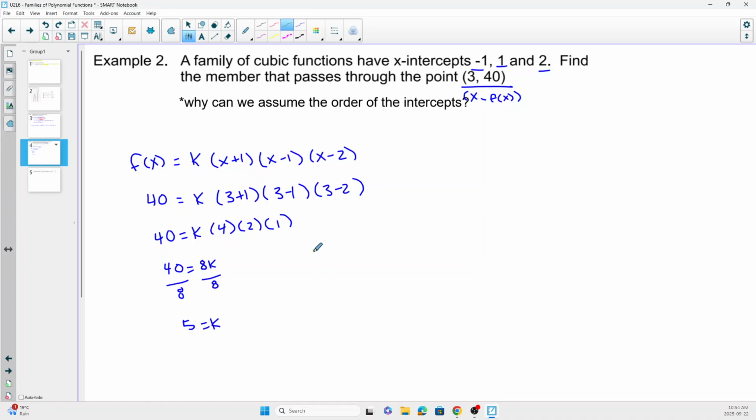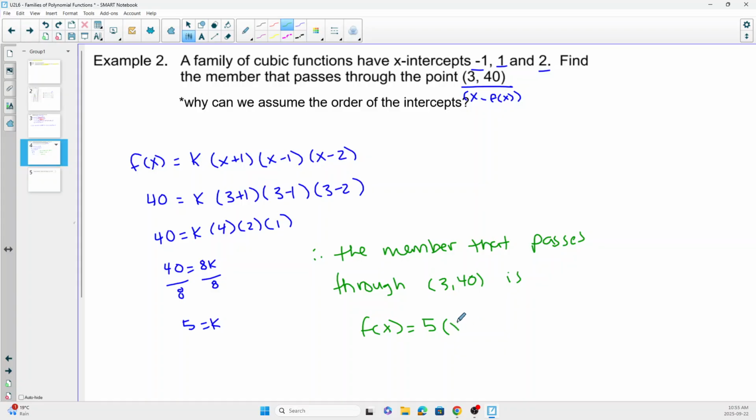So we could say, therefore, the member that passes through (3, 40) is f at x is equal to 5, bracket x plus 1, x minus 1, x minus 2. Pretty easy stuff compared to our last lesson.